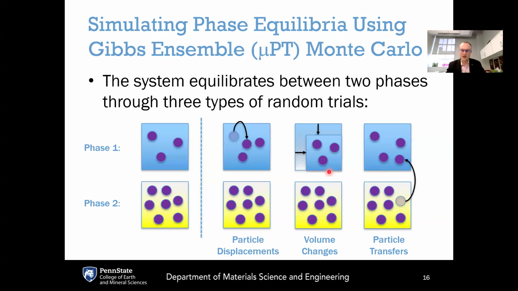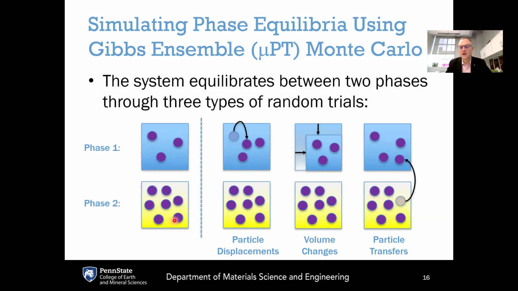We can also go to the Gibbs ensemble, which is the muPT ensemble. The Gibbs ensemble is used for calculating phase equilibria. And with the Gibbs ensemble, there are three types of possible moves. So this is a constant chemical potential, meaning it's an open system. It's a constant pressure, so the volume can change, and it's a constant temperature. With a Gibbs ensemble simulation, you've got two different phases here, and we're going to find the equilibrium between those two phases. Phase one is shown here on the top, phase two on the bottom.